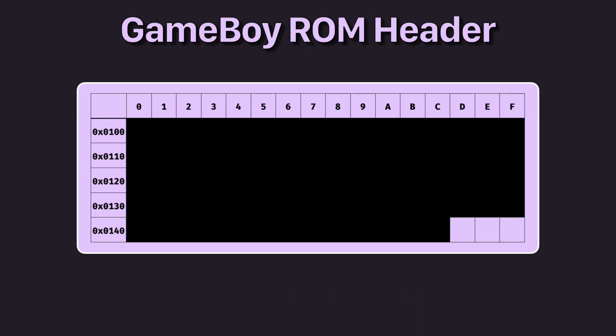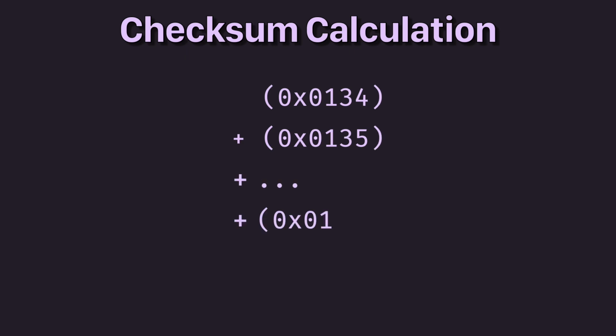The last three bytes in the header are used for checksums. The byte at address hex 14D is the complement checksum of the header data. The checksum is calculated by adding up every single byte of the header from address hex 134 to hex 14C, and then adding hex 19 to it. The resulting value is then stored at address hex 14D.